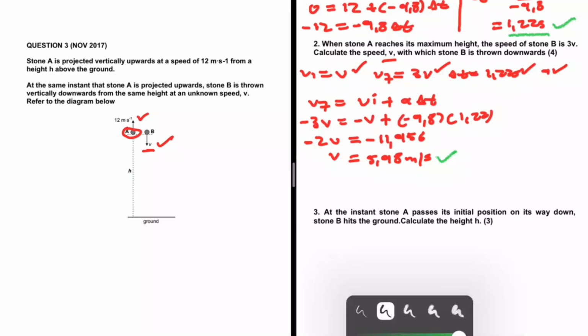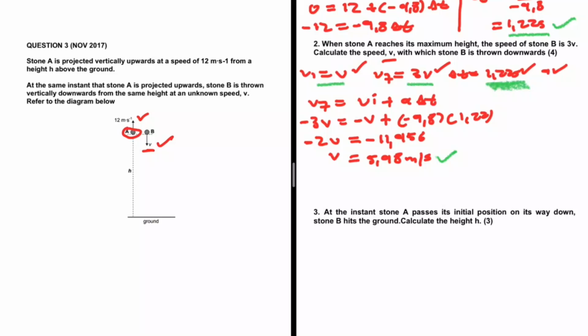You just need to identify your initial velocity, your final velocity, and maybe the time was also a bit tricky because the speed of stone B is 3v when stone A is at its maximum height, and we know full well that stone A is at its maximum height in 1.22 seconds. So I guess it was also a bit tricky to identify that the time is supposed to be 1.22, but apart from that, we just stick to the basics.